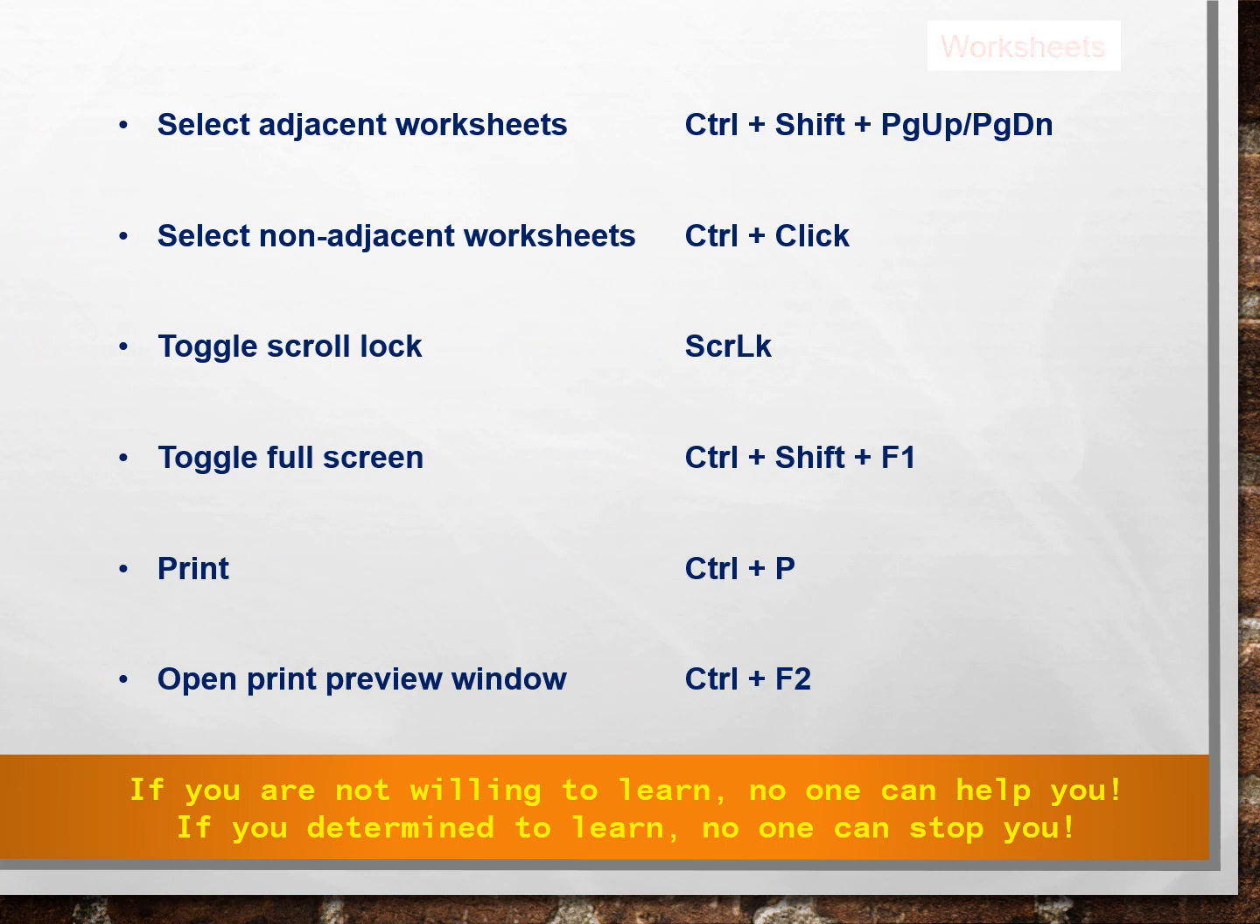To select adjacent worksheets, use Control plus Shift plus Page Up or Down. To select non-adjacent worksheets, use Control plus click. To toggle scroll lock, use the Scroll Lock key. To toggle full screen, use Control plus Shift plus F1. To print, use Control plus P. To open the print preview window, use Control plus F2.